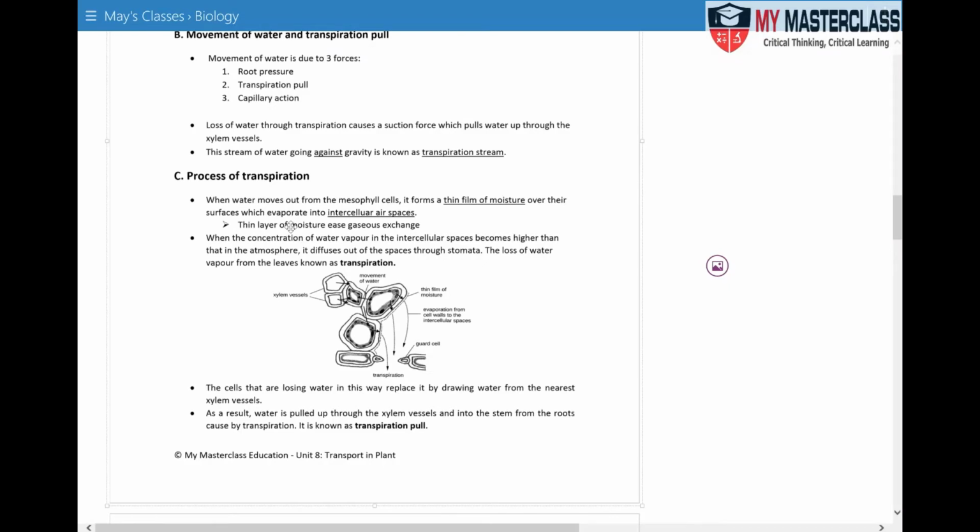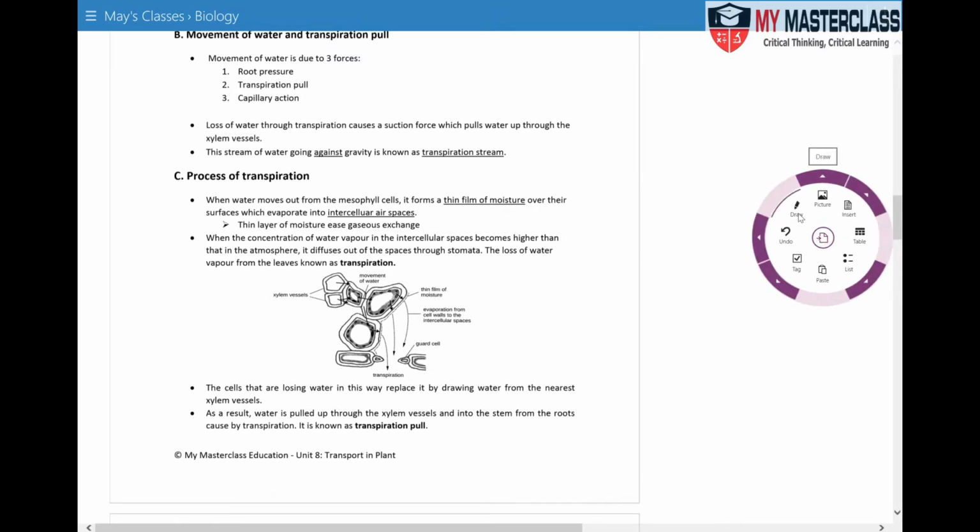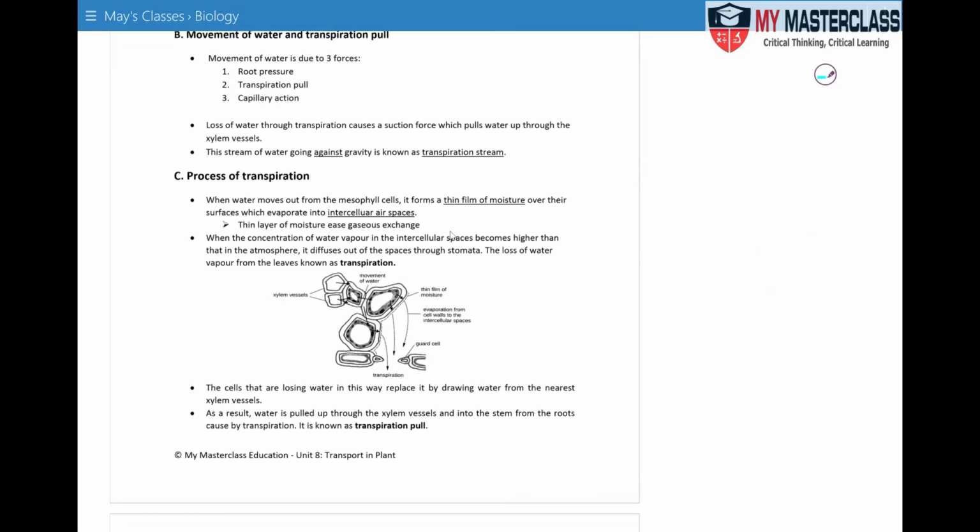So when water moves up from the roots through the xylem vessels to the leaves, what happens at the leaves is that we have a thin layer of moisture. This thin layer of moisture is found in between the intercellular air spaces. If you recall your previous chapter on nutrition in plants, there are these air spaces between the spongy mesophyll cells. These air spaces enable gaseous exchange to be more rapid.